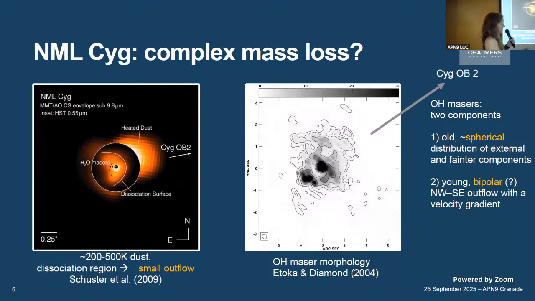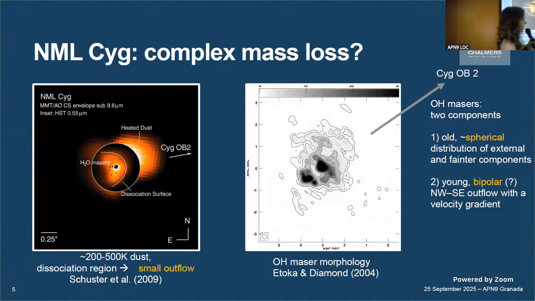So just to set the scene here, on the left you see a mid-infrared image where there's kind of two lobes of emission that were interpreted as dust that is being heated mostly by the OB cluster that lies off to the west. And the authors of this paper suggested that NML Cyg has a very small outflow, that everything is basically being obliterated by the cluster. Not true, which they should have already known from looking at the OH maser maps.